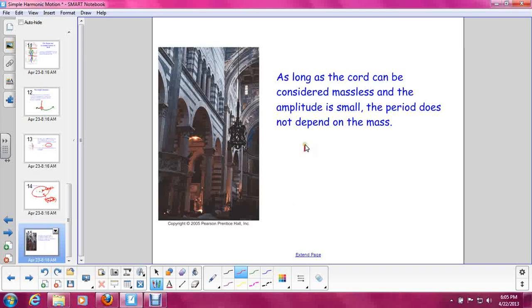So if I have a little baby string like this, this pendulum is going to have a short period because it doesn't have very far distance to move between its amplitudes. If I have a really long pendulum, this one can move much, much farther. Its amplitude is a greater displacement away from equilibrium, so this period will be much larger.